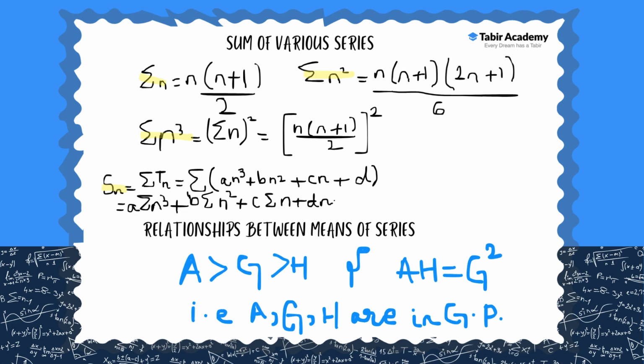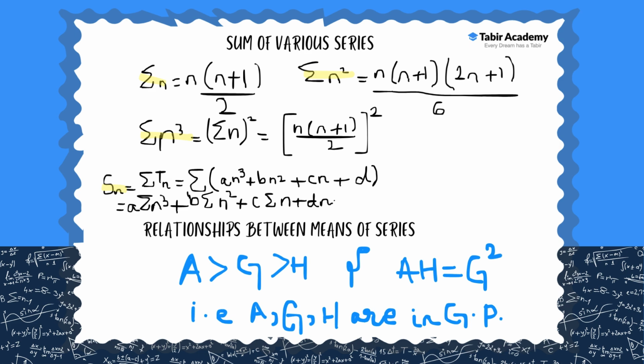Then we have the relationships between means of series, where A is the arithmetic mean, G is the geometric mean, and H is the harmonic mean. So, arithmetic mean is always greater than or equal to the geometric mean, which in turn is greater than or equal to the harmonic mean. And the product of the arithmetic mean and harmonic means equals the square of the geometric mean.